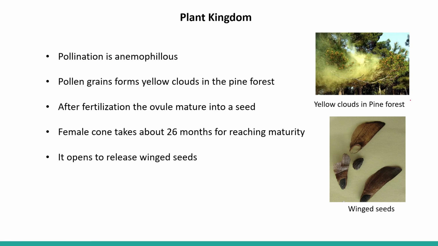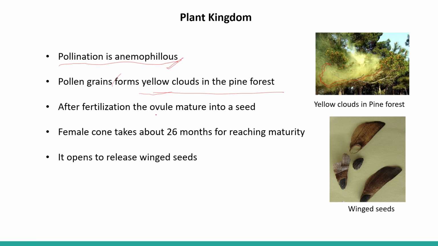So here you can see winged seeds. So pollination is anemophilous. Again, air is responsible for the process of pollination. Pollen grain forms yellow clouds in the pine forest. When the pollen grains are released, you can see it is like yellow clouds. Many pollen grains are released at one time, so that is why the pine forest sometimes looks like yellow clouds.